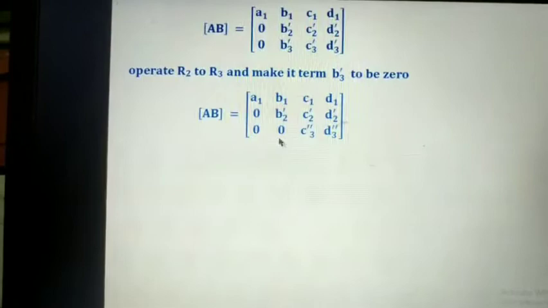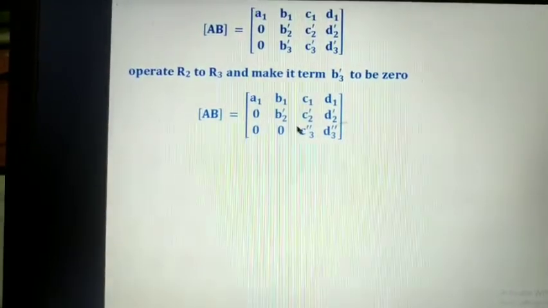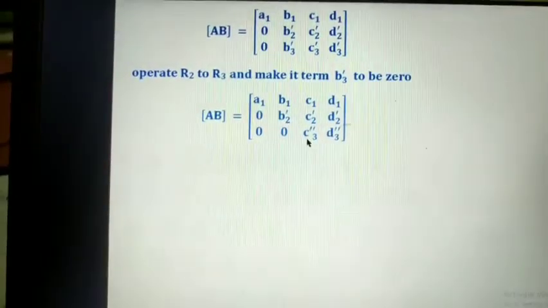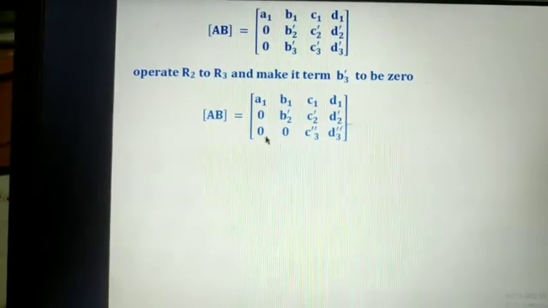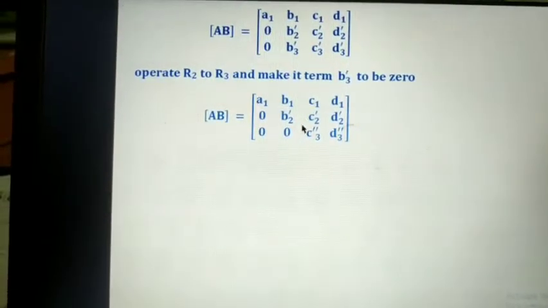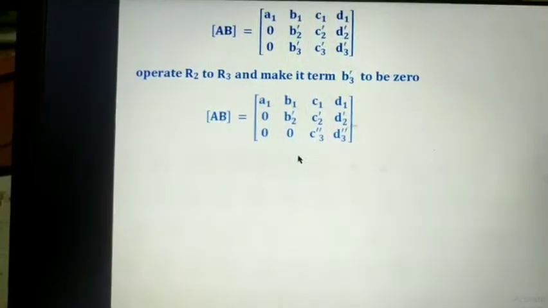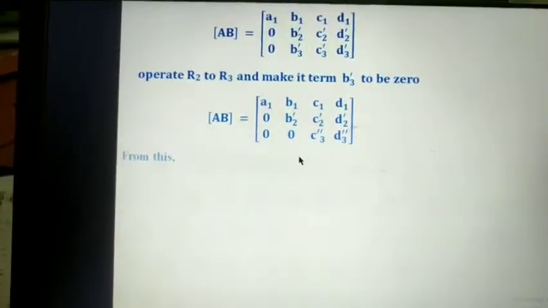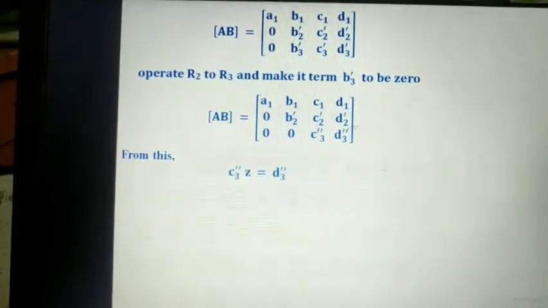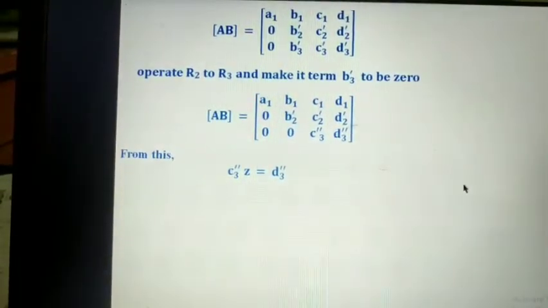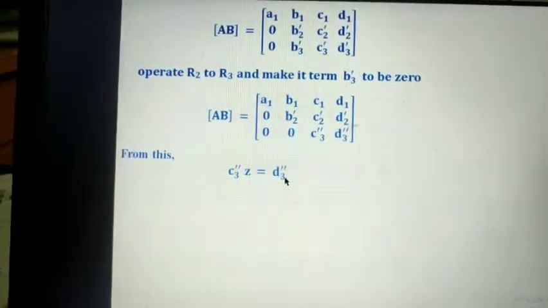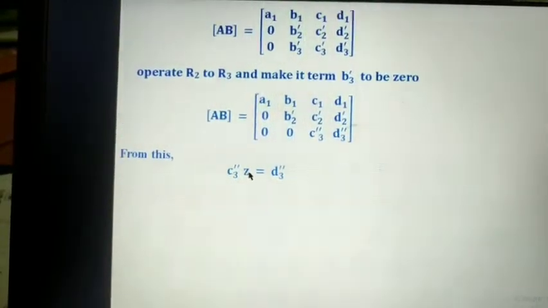So look at this square matrix. Here the diagonal elements are A1, B2 dash, C3 double dash. Below the diagonal, the elements are 0. With the help of this matrix, again expand this matrix by means of equations. We get the values of x, y, z. From the third line, C3 double dash z is equal to D3 double dash. From this we get the value of z.